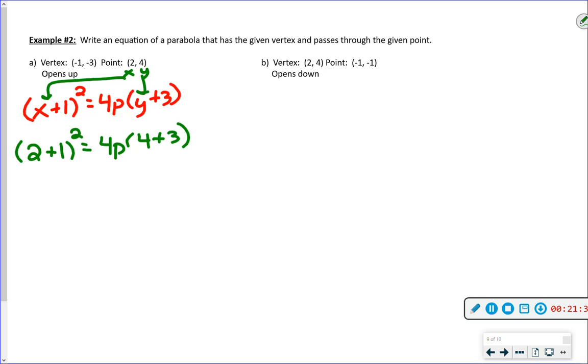And I'm like, man, I got a lot of stuff there. Okay, all right. Well, 2 plus 1, 3 squared, 9. Over here I have 4 plus 3. What's 4 plus 3? And then 7 times 4. It's a bad fraction. It's going to be bad, but that's okay. I'm going to divide off 28, gross.